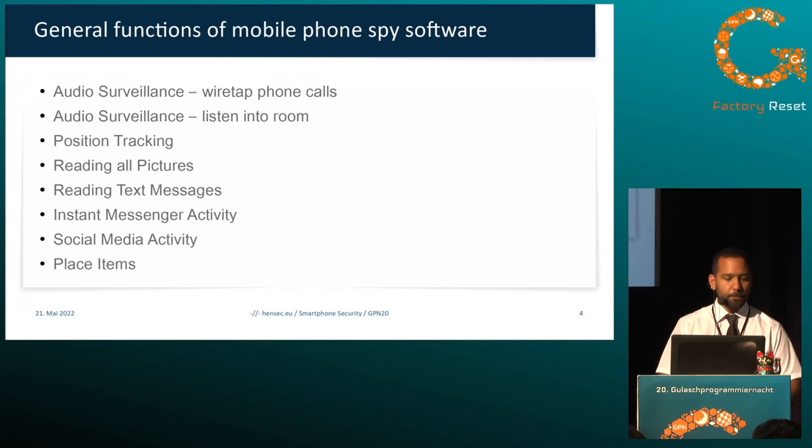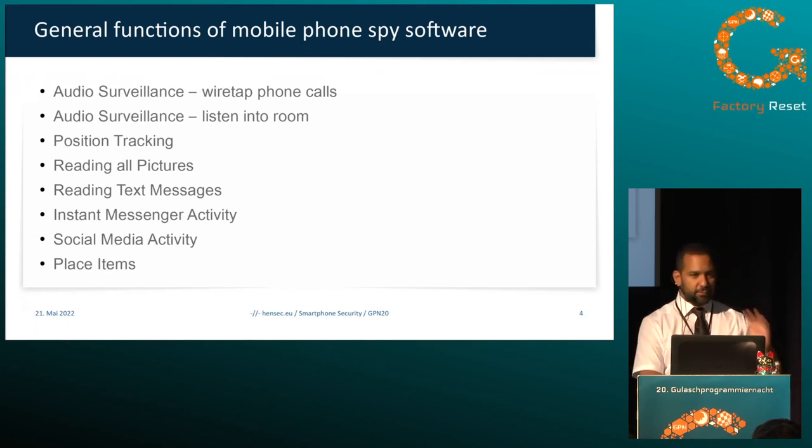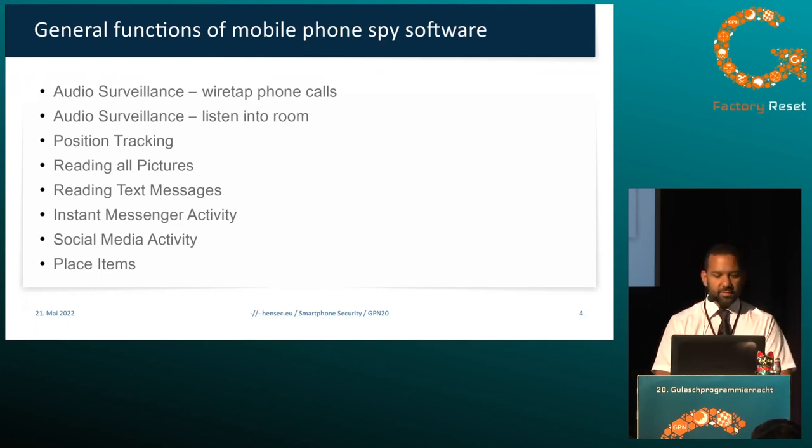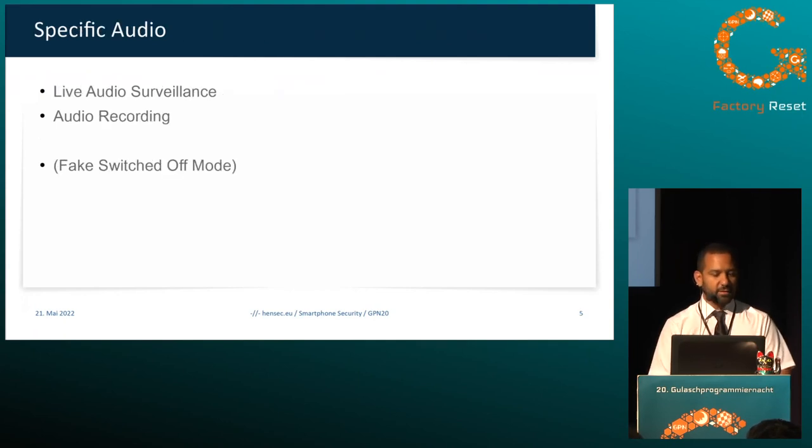And what is also critical in sophisticated programs, you can also place files on the victim's smartphone in order to fake proof, for example. Everything of this is possible, but today we just concentrate on one function, the live audio surveillance and the audio recording, because we discuss today what practical possibilities exist to prevent smartphones being used as bugs.